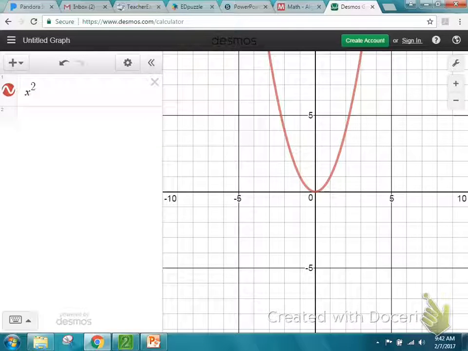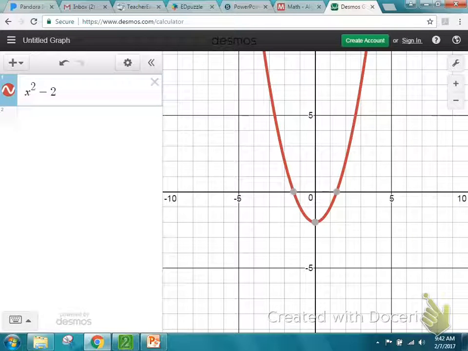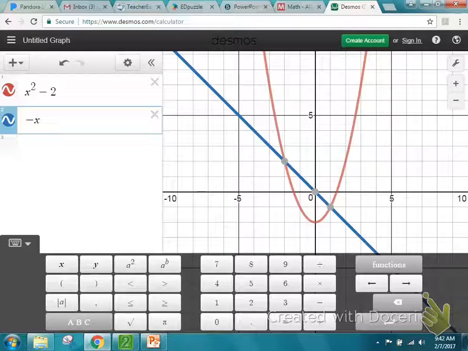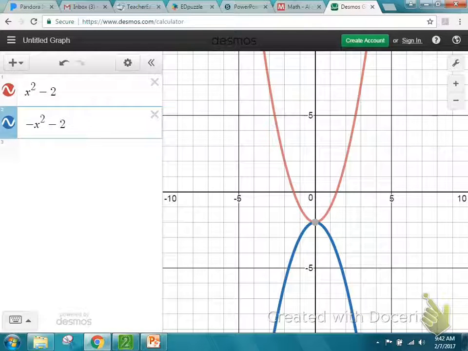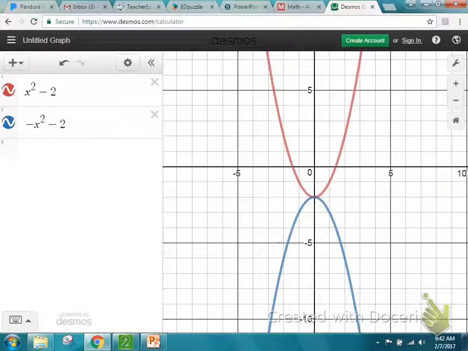I'm going to do this now: minus 2. What happened? It dropped 2. Mr. Garcia nailed it. It dropped 2 spots, but it didn't change anything about the way it points, right? So I'm going to take this same function, but make it negative. Let me pull it down just a little bit so it's more centered. All right, there we go.